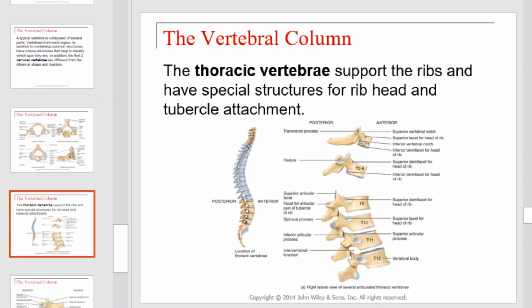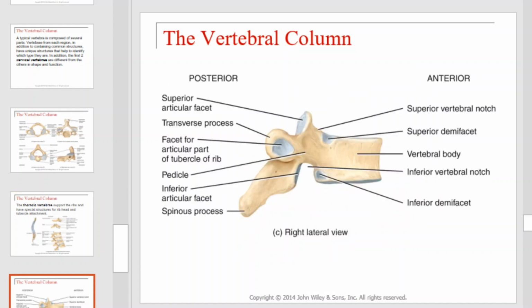The thoracic vertebrae support the ribs and have special structures for rib head and tubercle attachment. The thoracic vertebrae are those associated with the ribs seen here in this diagram. This is a typical thoracic vertebra. Take a moment to familiarize yourself with each labeled part.